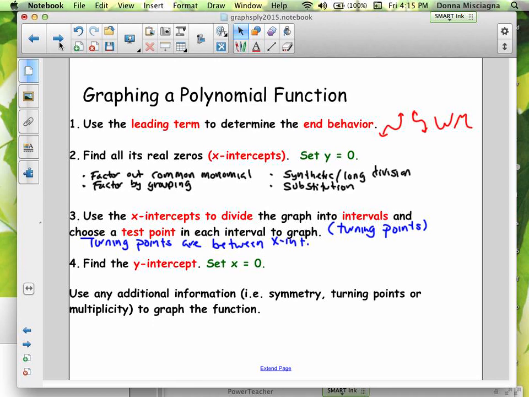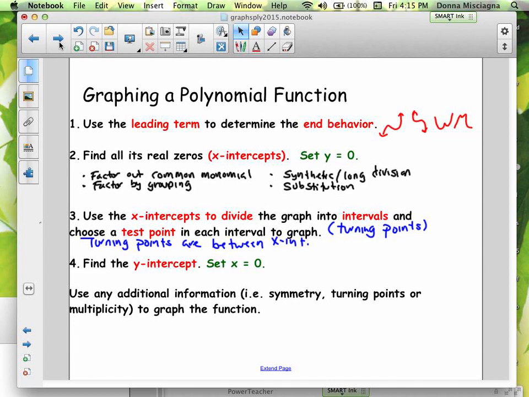Your turning points will always be between your x-intercepts. Now, if you have an x-intercept that has multiplicity 2, then that one will be your turning point, okay? Because multiplicity 2 means we touch and turn. We'll find the y-intercept. That's super easy, just as easy as it was with the quadratic functions. And then any other information. Sometimes we have some symmetry, not in the same way as we will with the parabolas, but we might have some symmetry. We have our turning points, our multiplicity, do we touch and turn, and we use all of that to graph our function. Okay?